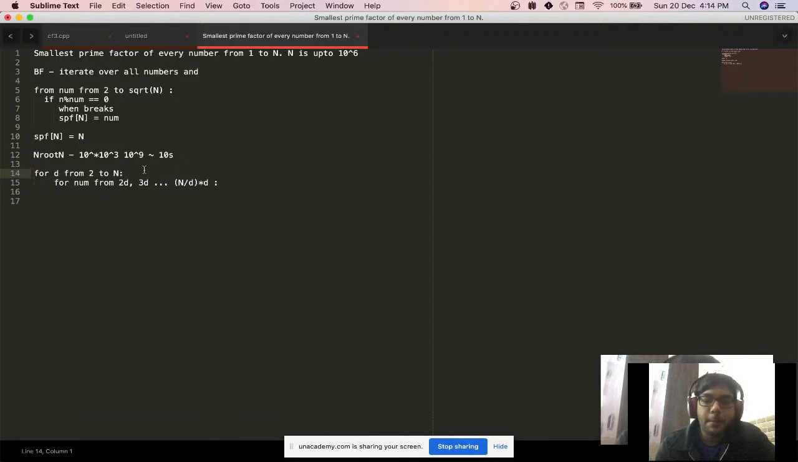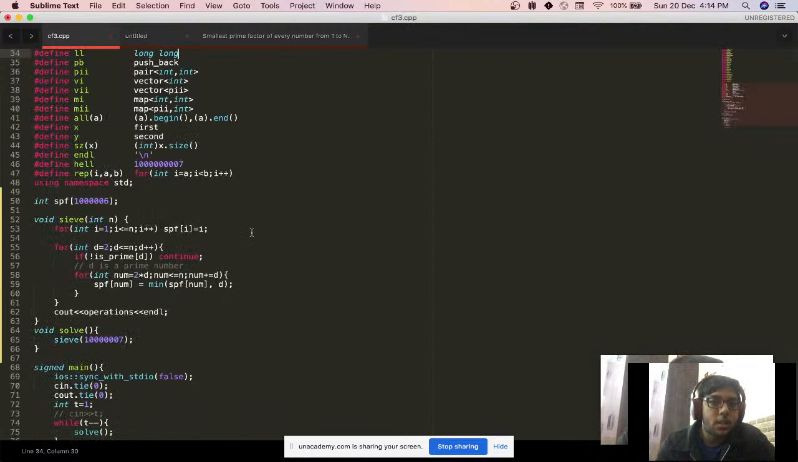So remember what we did in Sieve. We fixed the divisor from 2 to n and then we iterated over its multiples. That is all we had in Sieve. Sieve is just like fixed number and iterate over multiples. That is all we did. Yesterday we tried to discuss how we would find primes. Today we want to find the smallest prime divisor of each number.